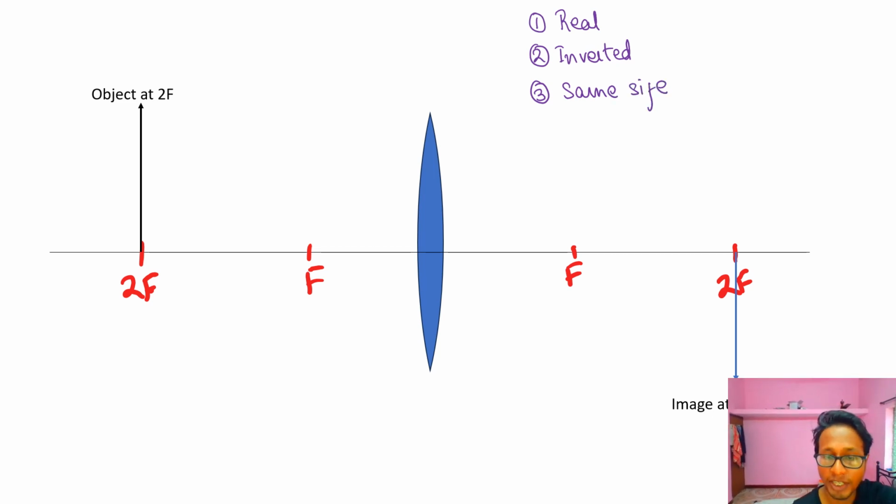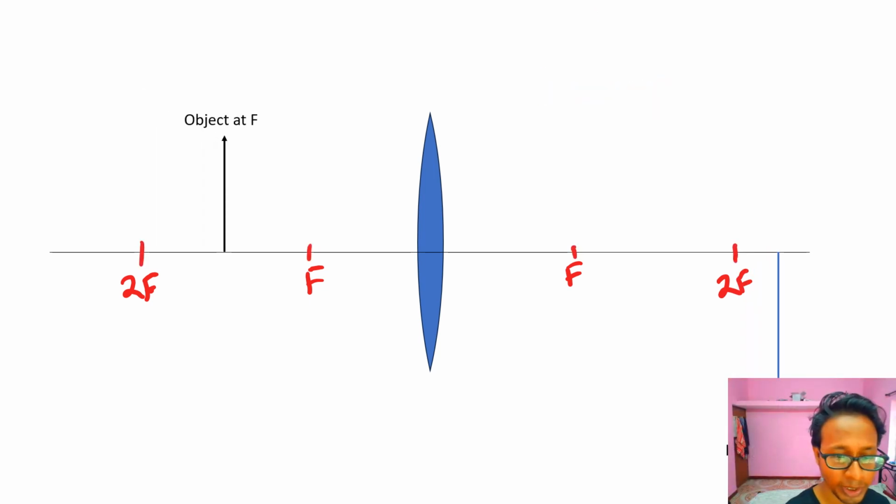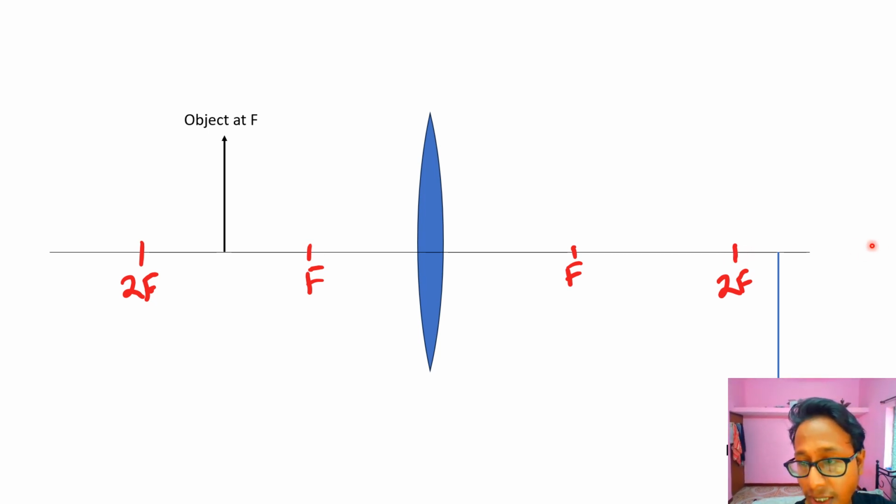It is similar to a concave mirror. Convex lens is similar to a concave mirror. In a concave mirror, whatever function the center was performing, the same function is performed by 2f here. Now as I move the object from 2f towards the focus, what happens? When the object is somewhere between 2f and the focus, the image that gets formed is between 2f and infinity. That means as the object slides from 2f to focus, the image slides from 2f to infinity.